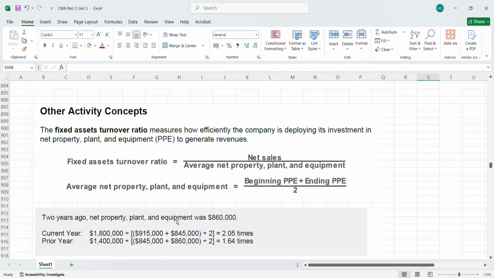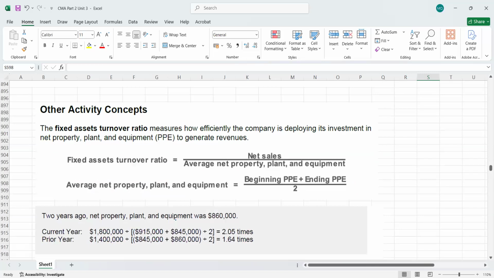Now, we have some other activity ratios. The first is the fixed asset turnover ratio. Turnover means this ratio gives you the answer in times. This ratio shows how efficiently the company is utilizing its investment in assets, but not all assets, only net property, plant and equipment, net PPE. I hope you know net PPE is always cost minus accumulated depreciation.